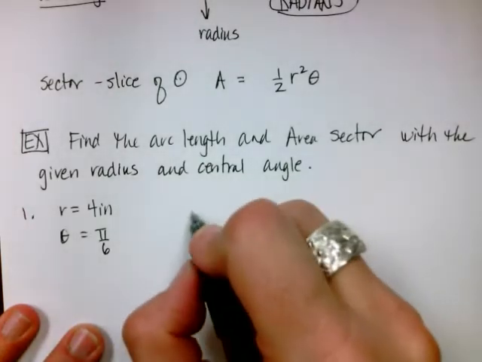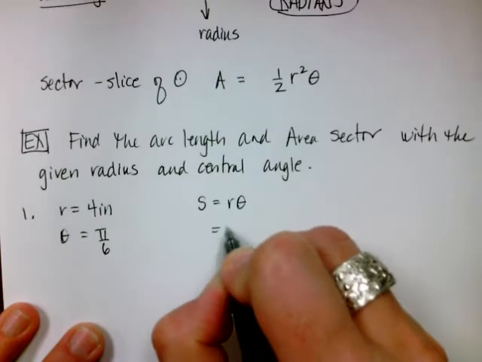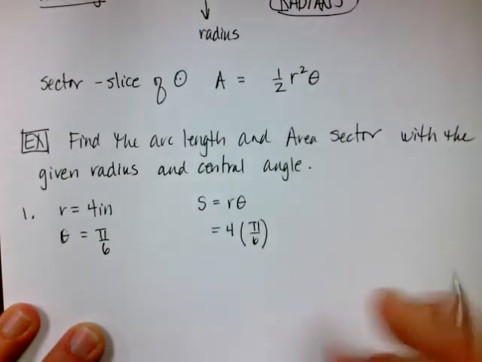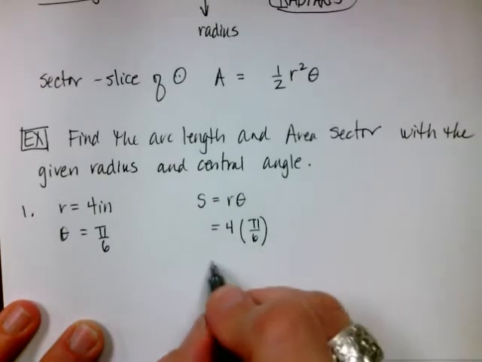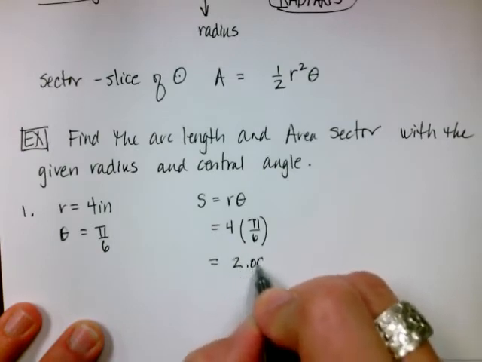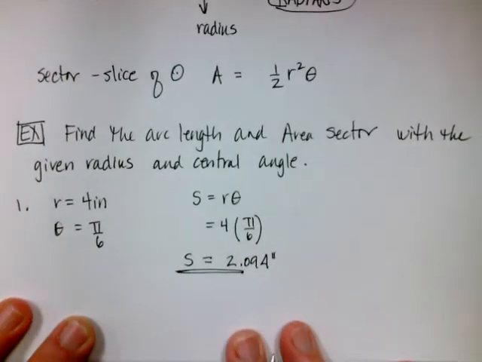So I'm going to do my arc length first. So the formula is S equals R theta. My radius is 4. My theta is pi over 6. So I'm going to do that math on my calculator, so it's going to be 4 times pi divided by 6, and I'm going to get 2.094 inches. So that would be the length of the arc.